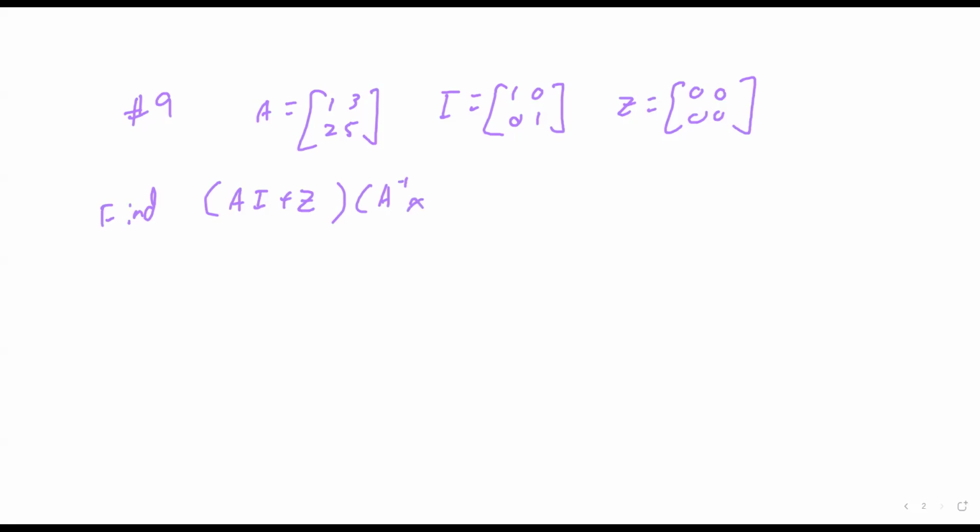I need 2 random numbers. 1, 2. Awesome. Way to keep it small. All right. What is this? Yes. What is that? Inverse. Very good. A inverse. How do I find the inverse of a 2 by 2 matrix?